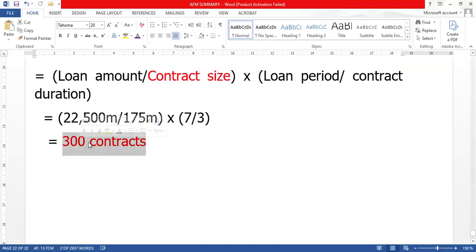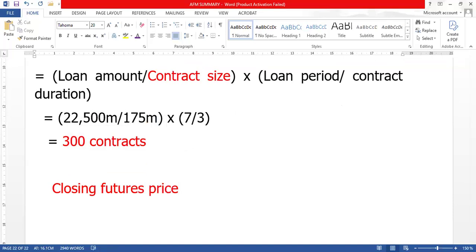Okay, if the examiner has not stated anything related to hedging the balance using forward contract, just focus, you may round off or not round off. Now here we have 300 contracts. The next step is looking at the closing futures price. But of course, we normally use rate. At the end, we put it in terms of rate.